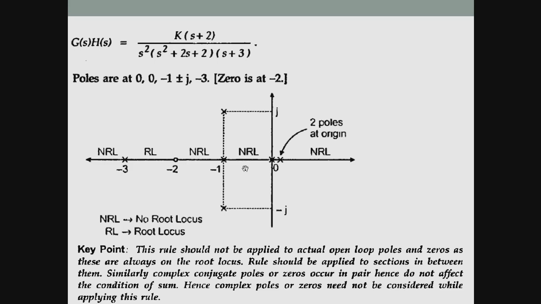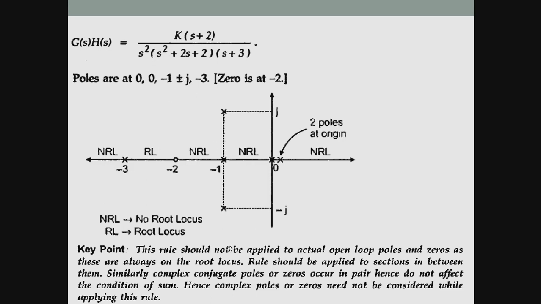So now we have to calculate once again. I have to check between these points, let me take this side. I hope the mouse cursor is visible to you. From this point onwards, let us check how many poles or zeros are there. We have 1 and 2, so it is even, hence I can say there is no root locus. Similarly, come to the next point.